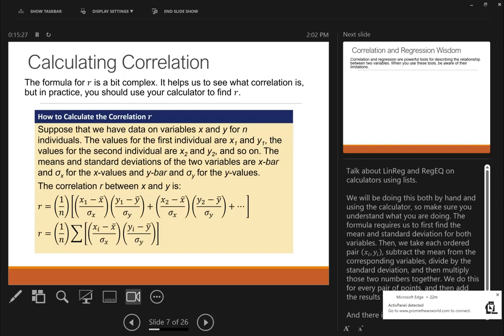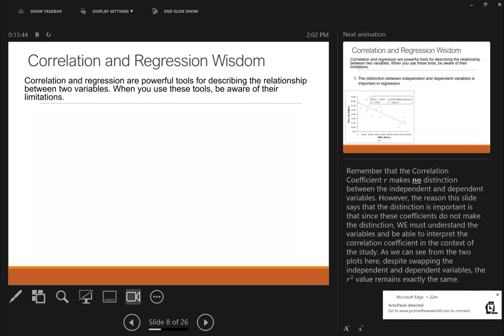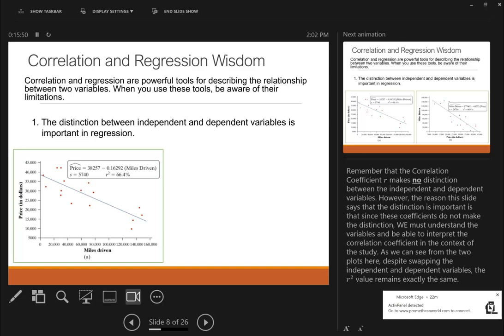Okay? We should be able to do this both by hand and with our calculator. Everybody's okay with that? So we'll talk about how to do it by hand with your calculator, and then just calculator, give me the number.